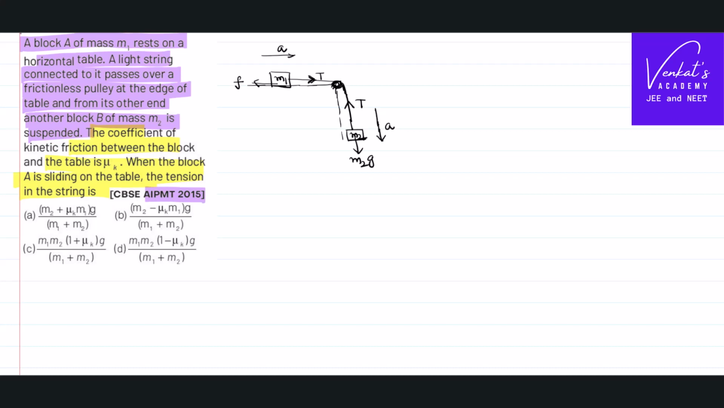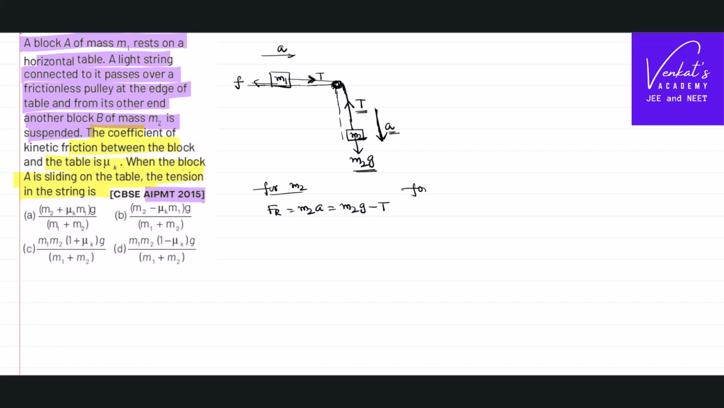So I can write first of all for M2, as the motion is downward, F resultant, that is M2A, equal to, as the block is sliding down, force in the direction of motion shall be treated as positive, against the motion shall be treated like negative. M2G minus tension. That's F resultant for the block M2.